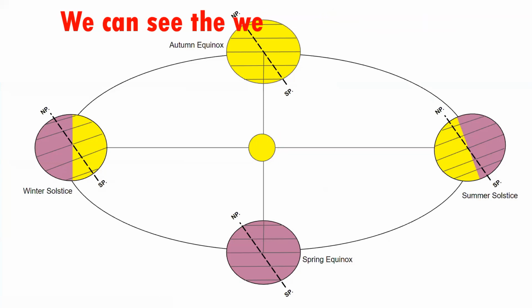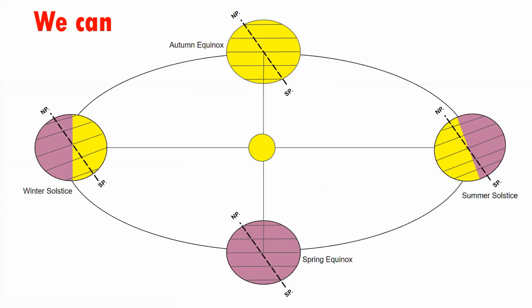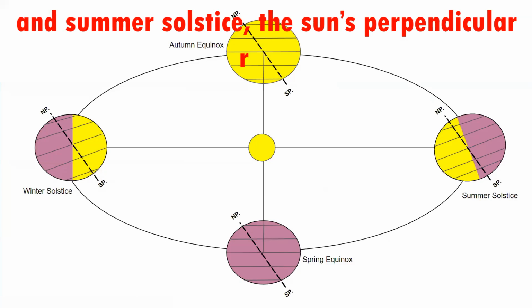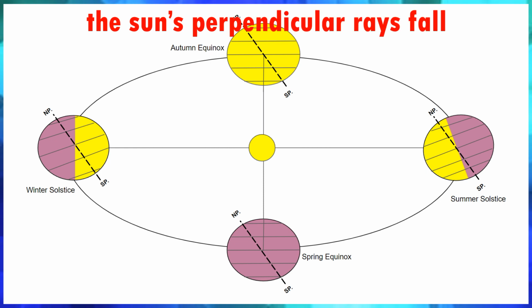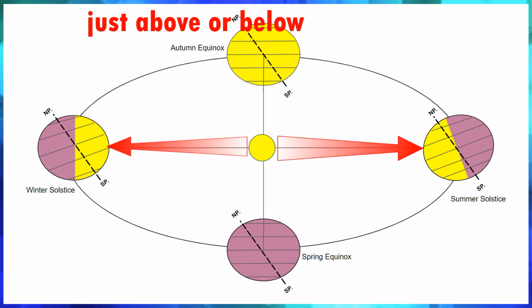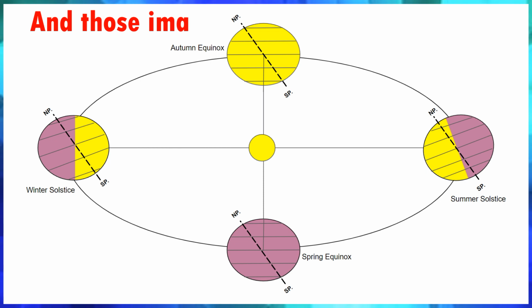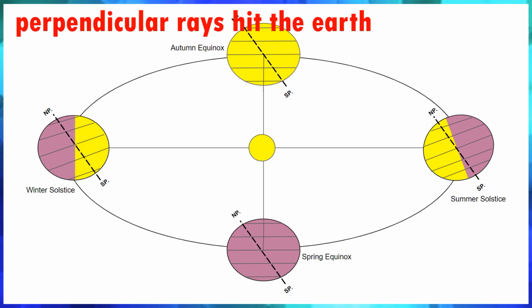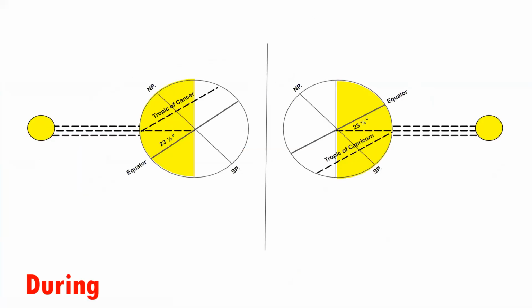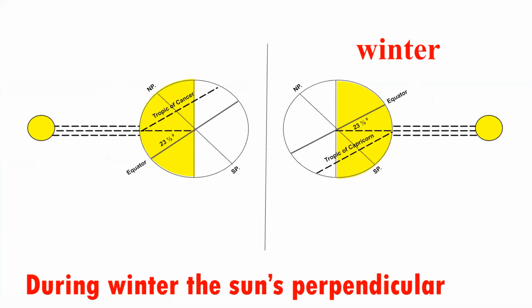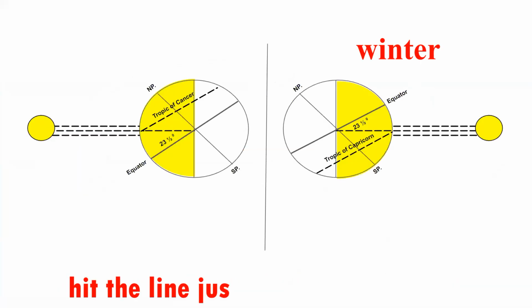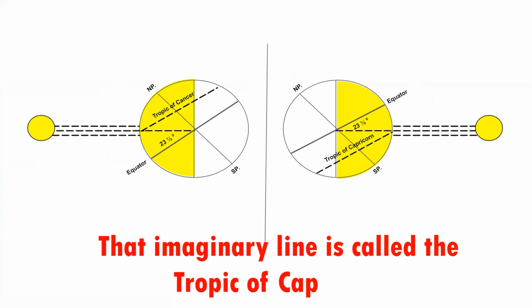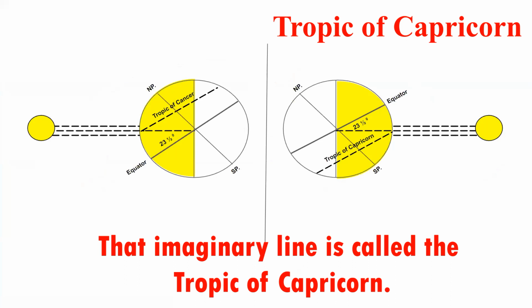We can see the weather in this chart. We can see that during the winter solstice and summer solstice, the sun's perpendicular rays fall just above or below the equator. And those imaginary lines where the sun's perpendicular rays hit the earth have names. During winter, the sun's perpendicular rays hit the line just below the equator. That imaginary line is called the Tropic of Capricorn.